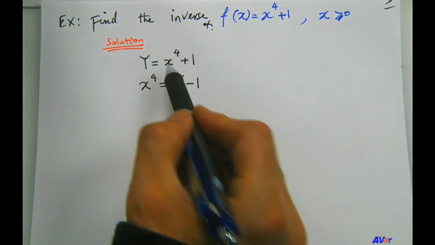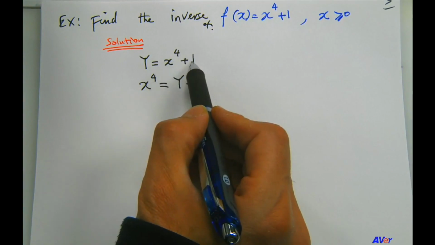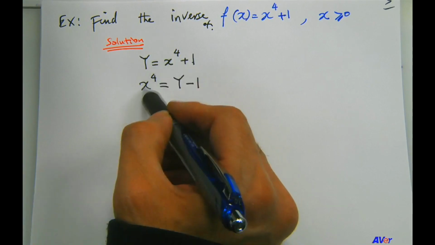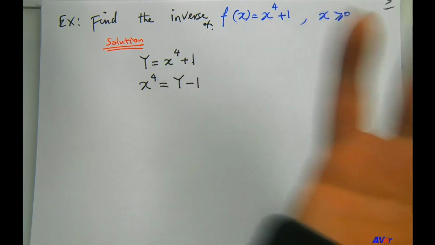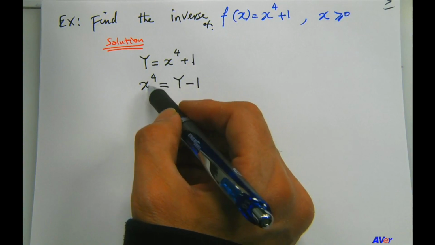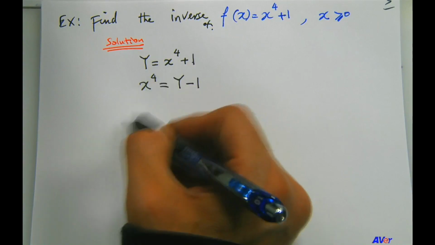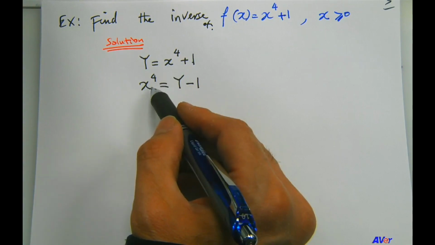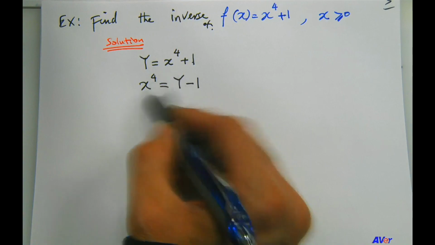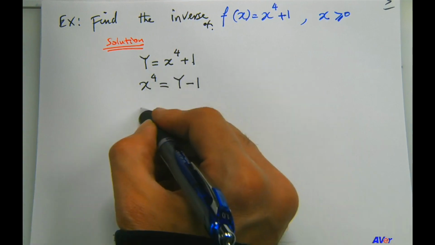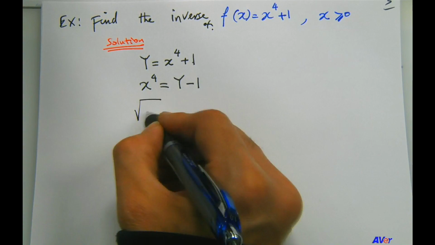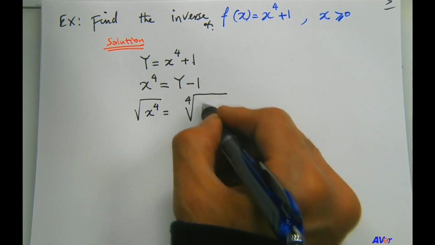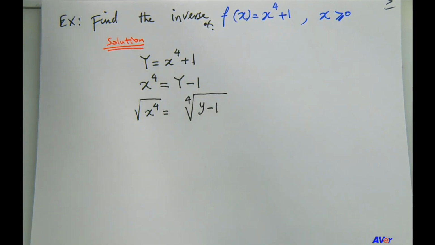Basically, I kept x to the 4 on the same side and moved the plus 1 to the other side. But I put that on the left because it's just a habit for me to put the variable I'm solving for on the left side. So now, to solve for x, all we have to do is take the 4th root of both sides. Let's do that. Like that.